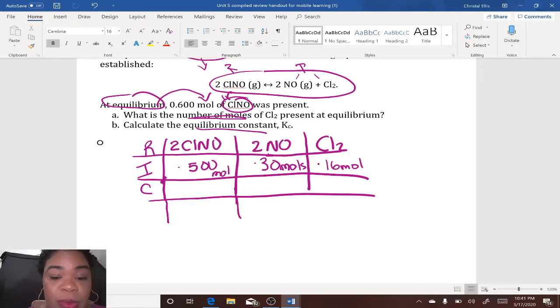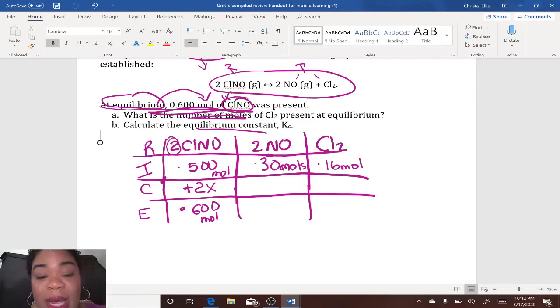But what we do know is that at equilibrium, 0.60 moles of ClNO was present. So then this means that I can deduce what's the change. If initially I had 0.5, but then I went to 0.6, that was an increase, which means that my change will be a positive number. But there's a 2 here, so it becomes a positive 2x. So if my reactant side is increasing, it means that my product side has to decrease, and decrease by the coefficient amount. So minus 2x and minus x, or 1x.